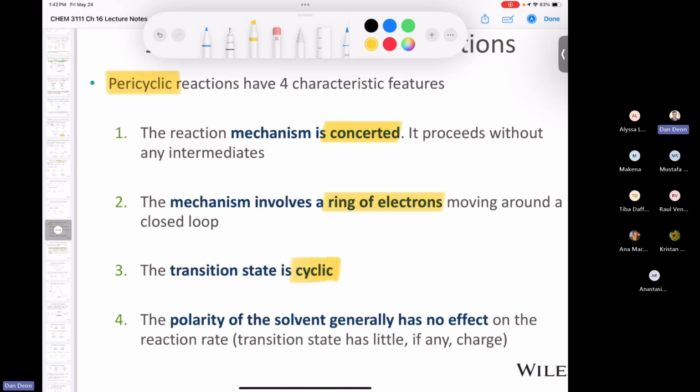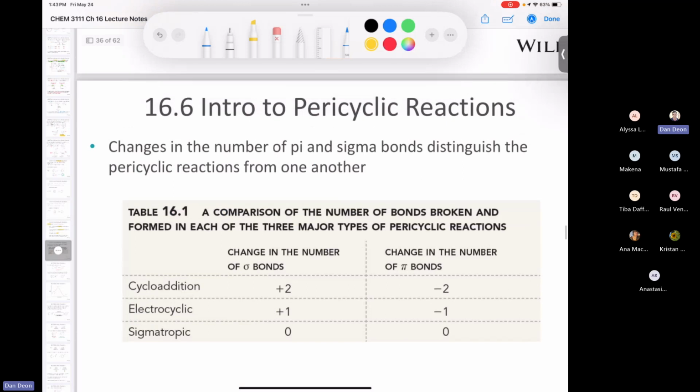And so solvent doesn't really do a whole lot to your reaction rate because there's no carbocations or carbanions formed in there anyway. And so there's very little charge in your transition state. And so you can use all kinds of different solvents for these pericyclic reactions. So here's a bit of a summary of what I was getting at.